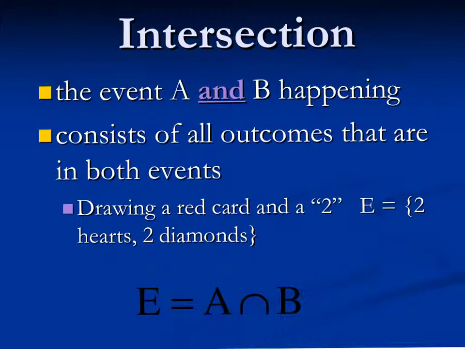Next is the intersection. That's the event A and B happening, and it consists of all outcomes that are in both events. So for instance, if I wanted the event of drawing a red card and a 2, it would have to be red and 2 at the same time. So for instance, I have a 2 of hearts in a deck of cards, and I have a 2 of diamonds, and those are the only possibilities in that deck of cards. And it's generally denoted by the upside down U for intersection.